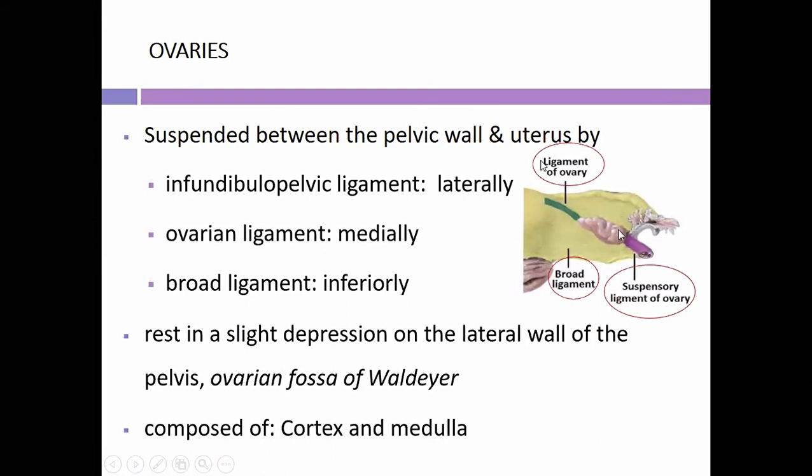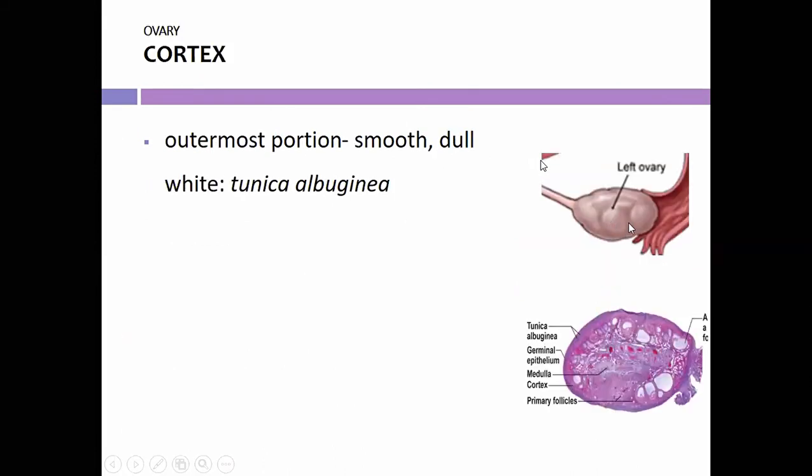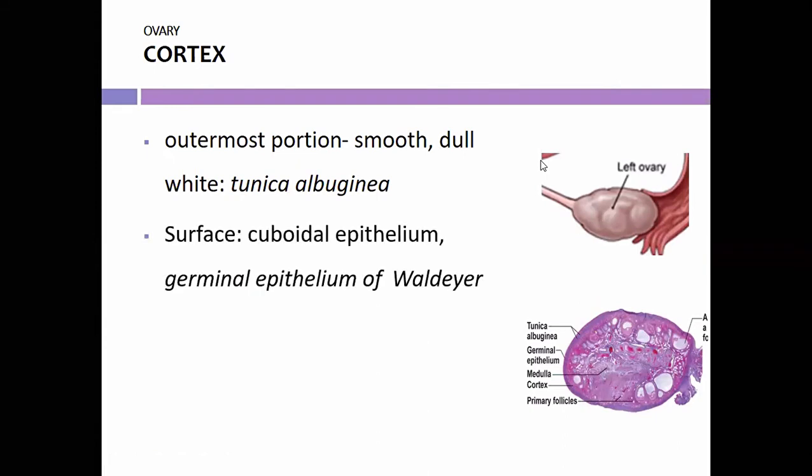Now the ovary normally has the cortex and the medulla. The cortex is the outer portion which looks smooth or even dull, and the whitish color here is referred to as the tunica albuginea. It is lined by a cuboidal epithelium, and this is the cortex which contains the oocytes and developing follicles. What is the significance of this?